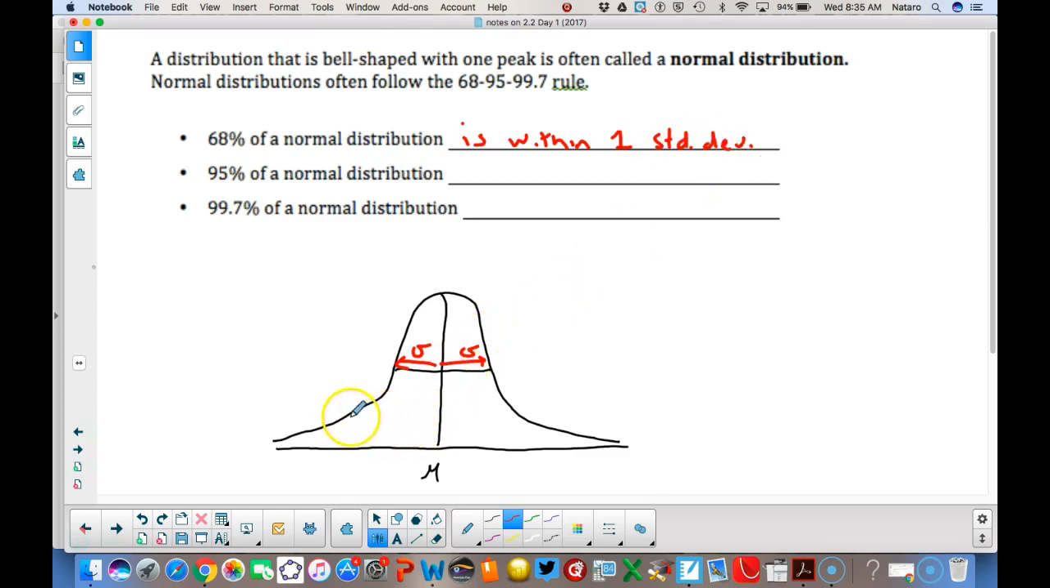All right, 95% of a normal distribution is within two standard deviations. So if we go two standard deviations out, and I didn't do a very good drawing to scale here, but you'll get the idea. They have better drawings within your textbook. If I go two standard deviations to the left and two standard deviations to the right, then we have 95% of the normal distribution.